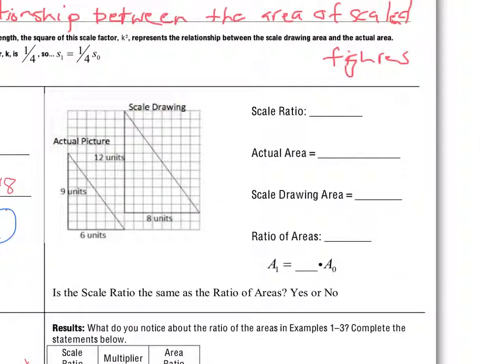So we should be able to make an assumption right now about this last one. Do you think the scale ratio is going to be the same as the ratio of areas? Hopefully you're thinking to yourself, no, this doesn't seem to be the pattern. So let's do one last to check it out. Our scale ratio, again, x to y. We're going from 6 to 8. So y over x is going to give me 8 over 6, which simplifies to 4/3.